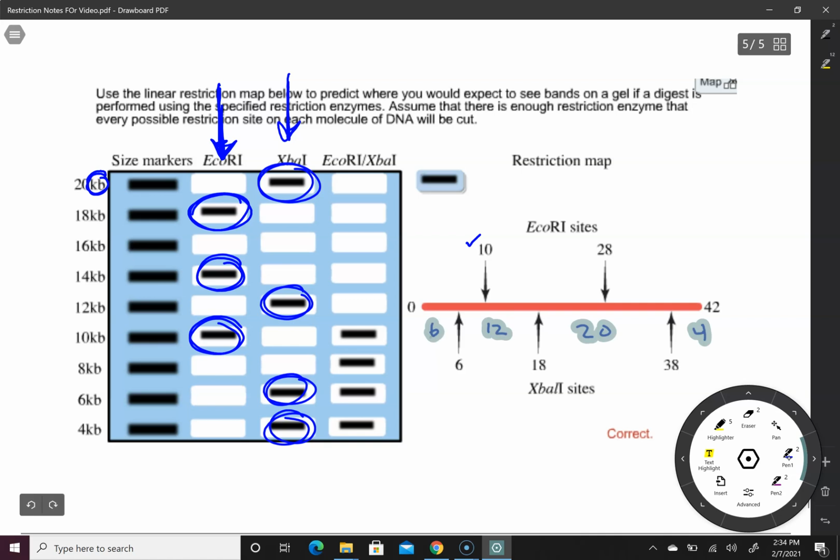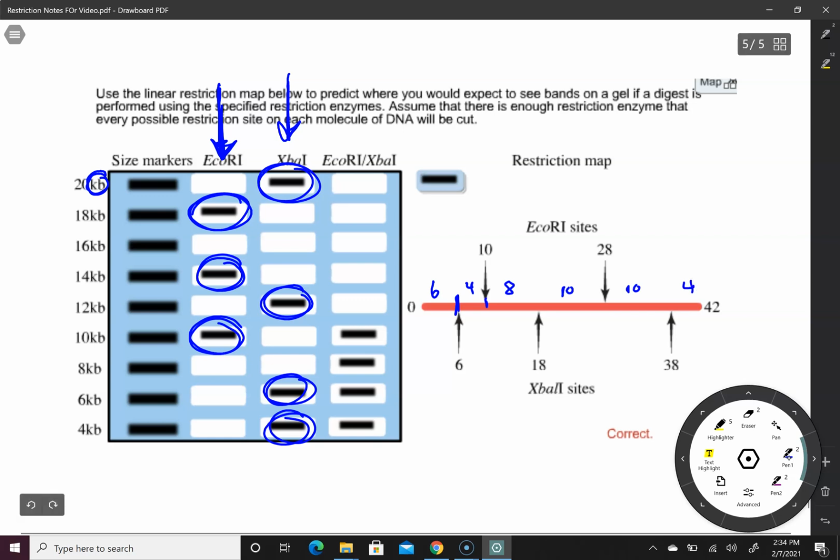And they're going to say, all right, what if I give you a piece of plasmid, and I give you 2 restriction enzymes? Well, now we got an interesting problem here. Well, let's see what happens. My first cut is from 0 to 6, so this represents a piece that's 6. Now I go from 6 to 10, that piece is 4. I go from 10 to 18, that piece is 8. 18 to 28 is 10. 28 to 38 is also 10. And then 38 to 42 is 4.